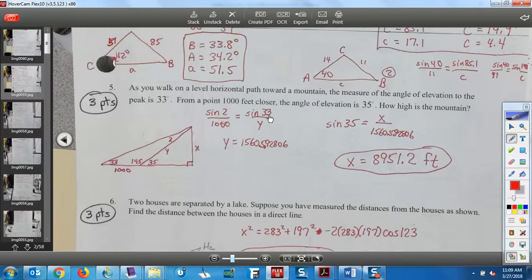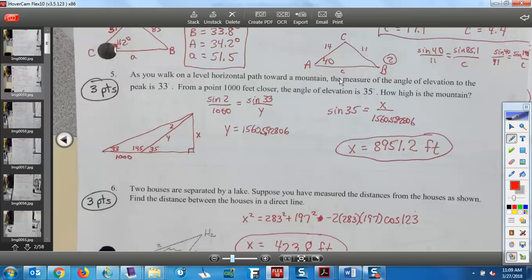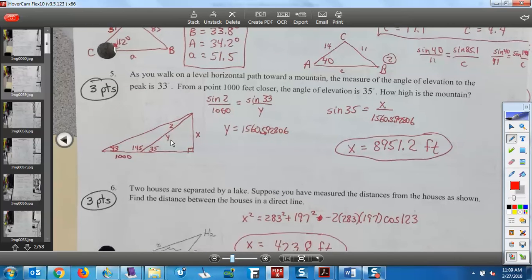Number 5: as you walk on a level horizontal path toward a mountain, the angle of elevation of the peak is 33 degrees. That would be this right here. From a point 1,000 feet closer, so you move 1,000 feet closer, now the angle of elevation is 35 degrees. How high is the mountain? This would be the mountain right here. When you draw that, if this is 35, that'd be 145 right there. So it'd be good to find this measure, and once you find this measure, you can use this right triangle to find x.